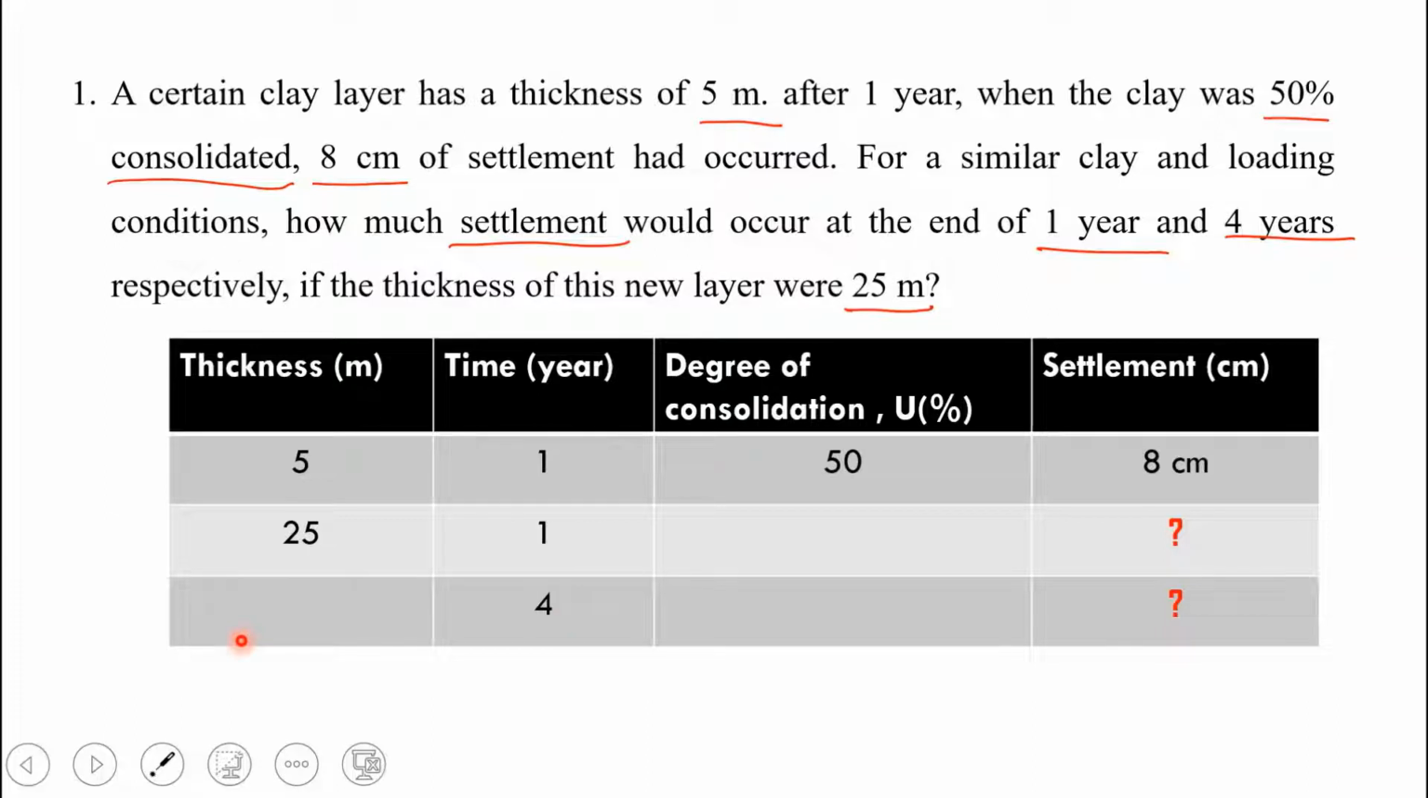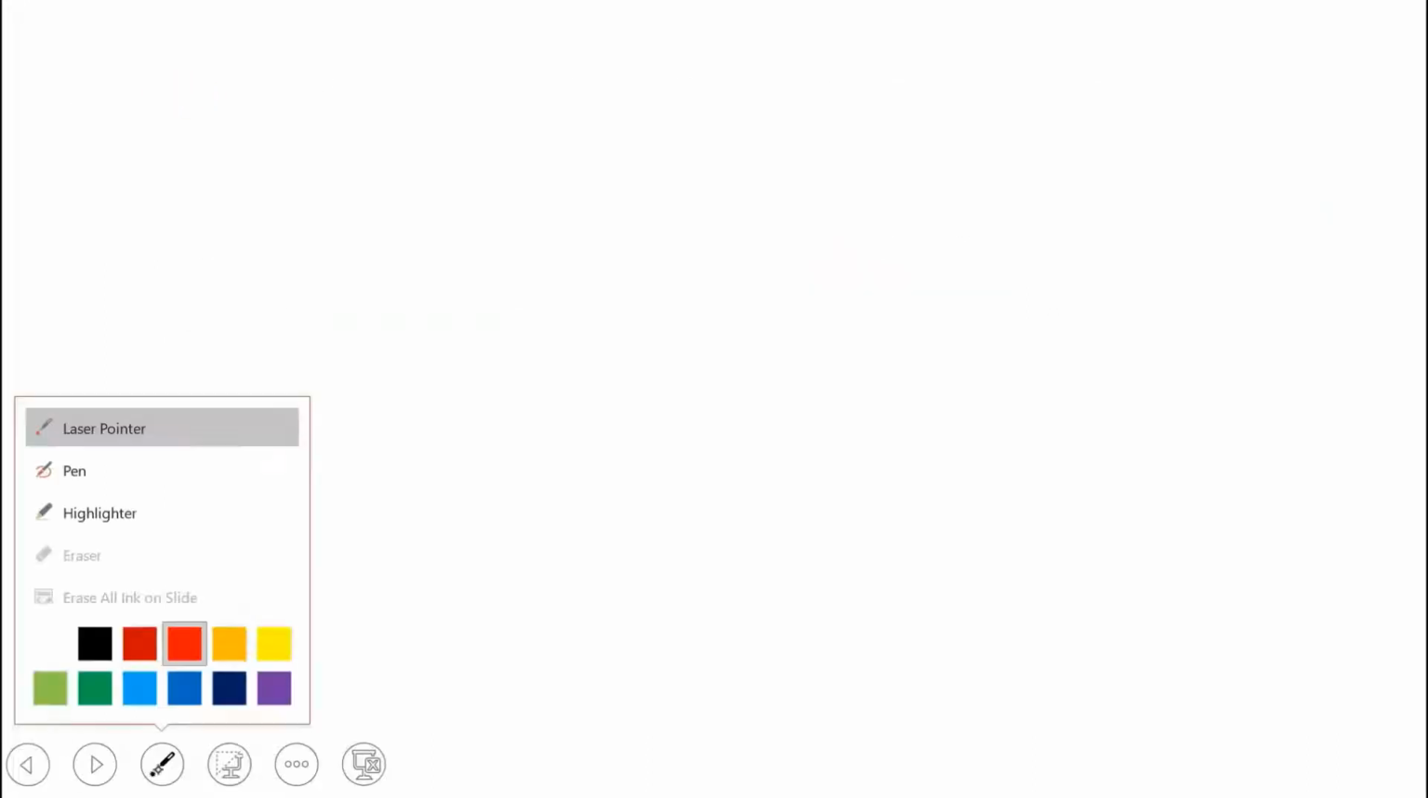Okay, so we know one equation, that is Tv is equal to Cv into t by D square. Tv is the time factor, Cv the coefficient of consolidation, small t is the time required for the consolidation, and D is the drainage path. Here it is not mentioned whether it is a double drainage or single drainage, but they are saying that the loading conditions are similar.